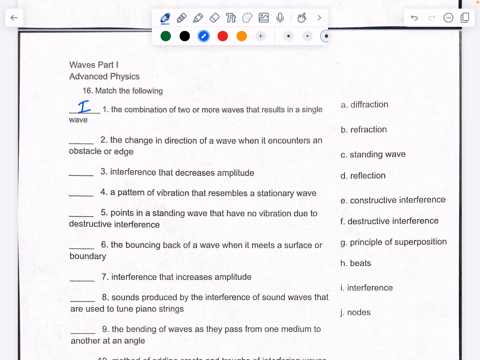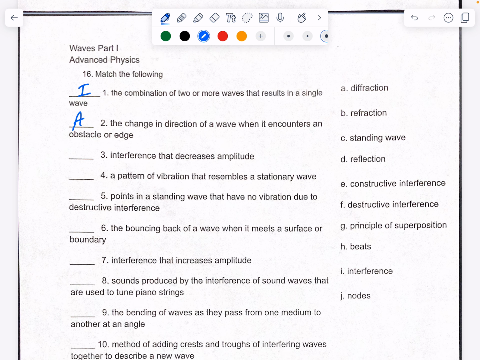2, the change in direction of a wave when it encounters an obstacle or edge. So this is what we talked about when I was talking in my classroom and how somebody can hear me down the hall. It is because of that diffraction. It squeezes through that obstacle or that corner of the building, or the doorway, and then it spreads out around that corner and goes down the hall. So this is going to be diffraction, A.